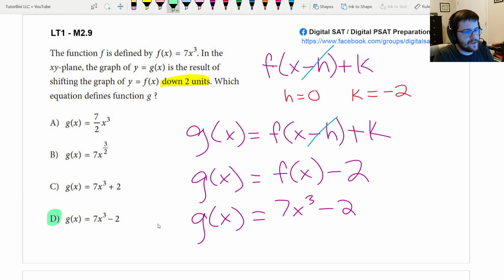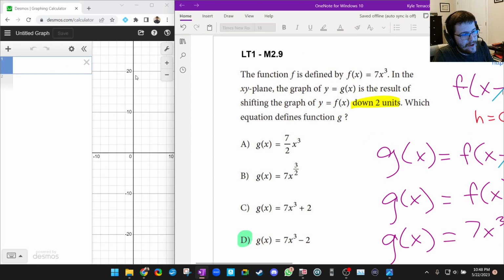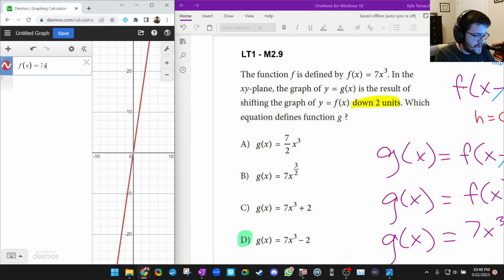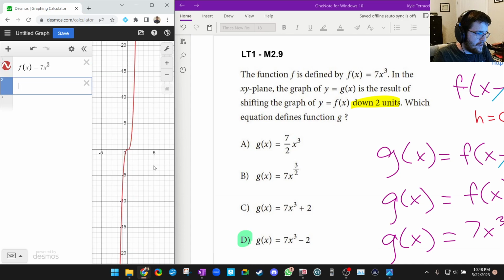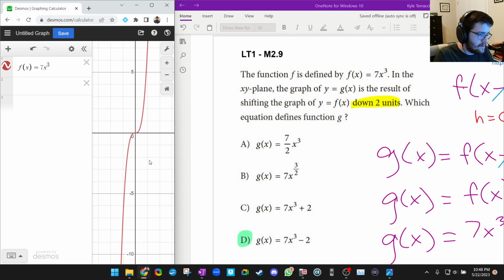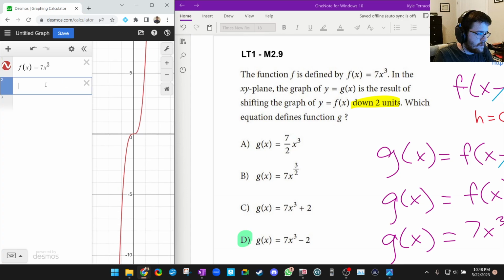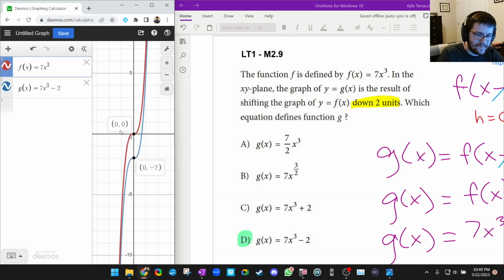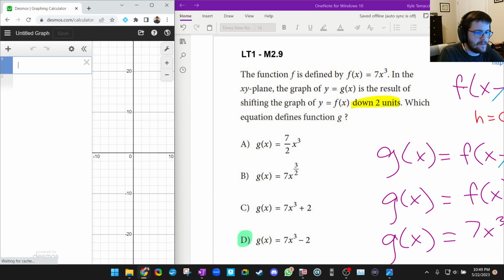And you can, of course, I don't know how helpful it would have been for this one, but you could at least plot it to make sure you did it right. So let's do f of x equals 7x cubed. And then g of x equals 7x cubed minus 2. So see how that point in the middle went down by 2? We did a good job. So you could just make the picture and just be like, did it go down 2? Yes. Okay, I did a good job. Move on, right? Even if it doesn't help you solve the problem, it helps you check your answer.